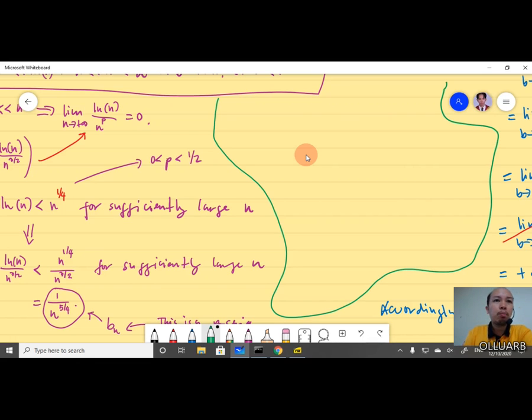If you choose your p, for example, 1/2, suppose that you choose your p to be 1/2, then as you can see, this inequality is also true. Okay, ln of n is greater than 1/2.